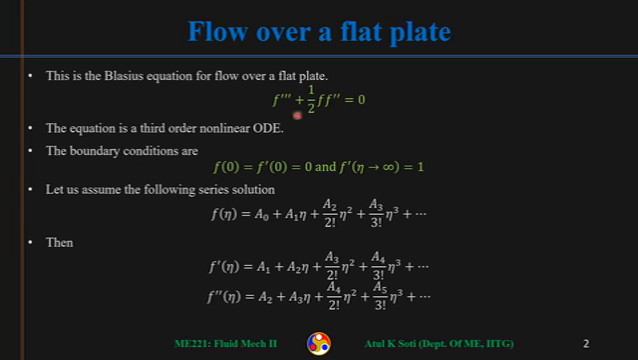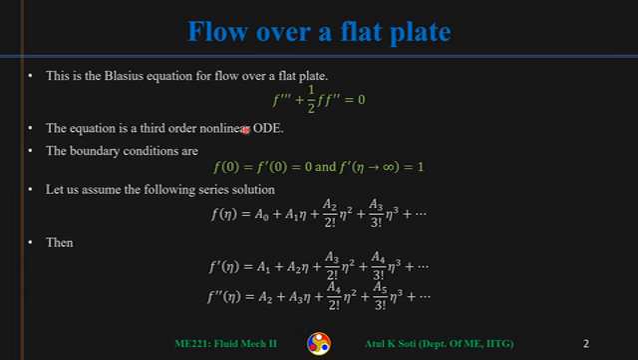Okay, so Blasius equation is this: f triple prime plus half of f into f double prime is equal to 0. Where f is a function of parameter eta, and that defines the velocity profile inside the boundary layer. So this is a nonlinear ODE for which we had said that no analytical solution exists. So we'll be looking at how can we solve it numerically.